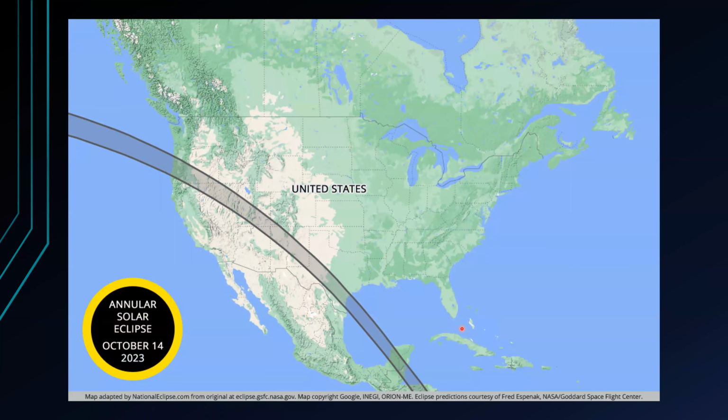So just again continuing with the path of annularity, excuse me, for this eclipse. This is the North American track. So it does actually start out over water. So if you are conveniently on a cruise ship, you can see the eclipse much earlier.